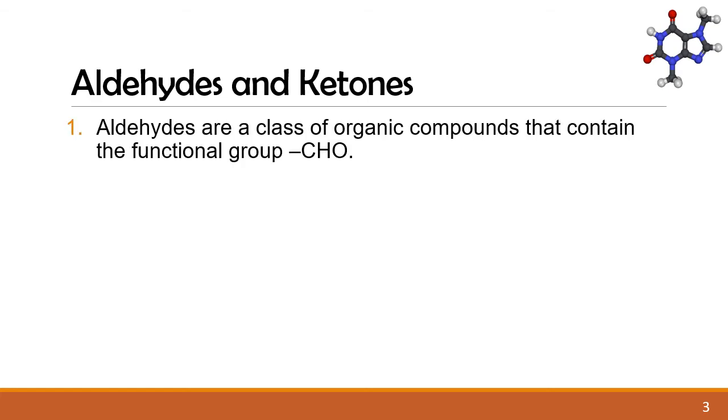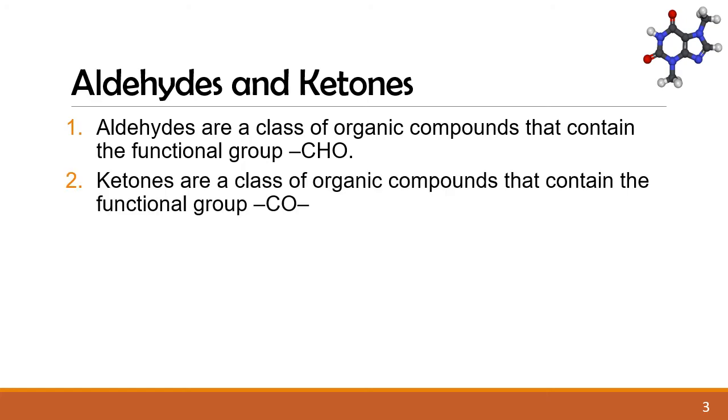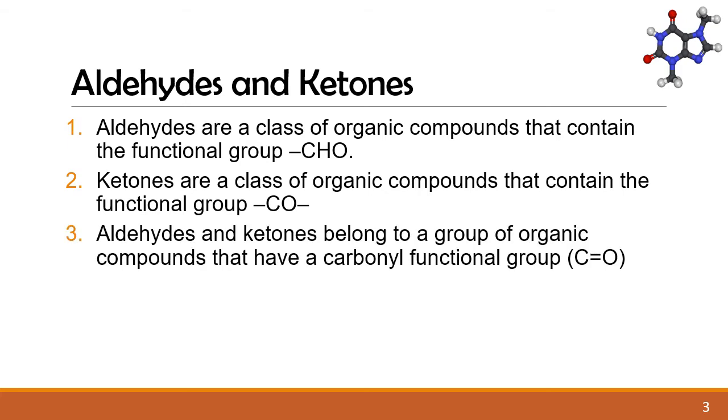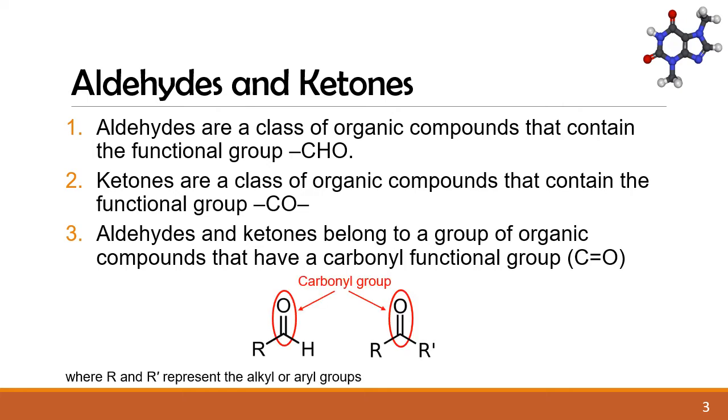Aldehydes are a class of organic compounds that contain the functional group CHO. Ketones are a class of organic compounds that contain the functional group CO. Aldehydes and ketones belong to a group of organic compounds that have a carbonyl functional group, which is a C double bonded to O.